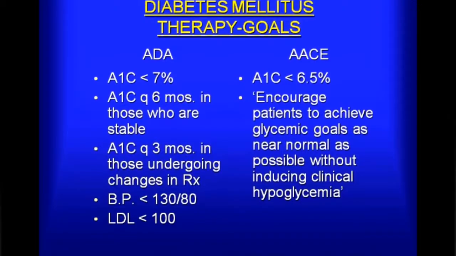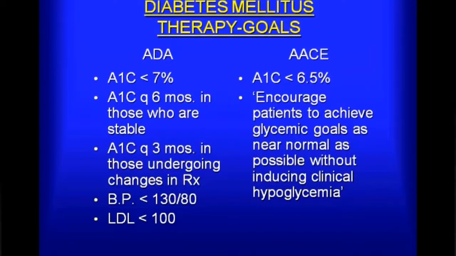And the recommendations, what are your goals? Well, this depends on who you are listening to. If you were listening to the American Diabetes Association, you want your hemoglobin A1C less than 7. If you're listening to the American Association of Clinical Endocrinologists, they are kind of more tight in managing diabetes. You want your hemoglobin A1C less than 6.5. So as long as you are less than 7, you are okay.